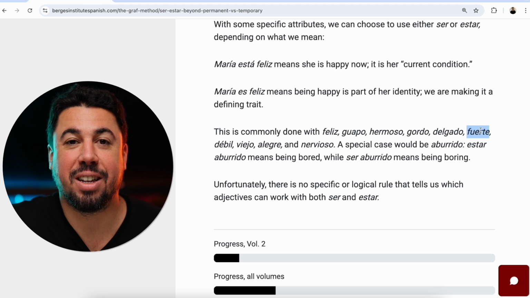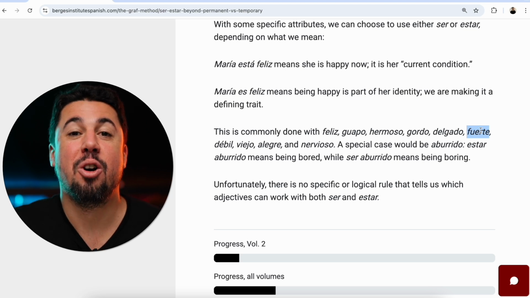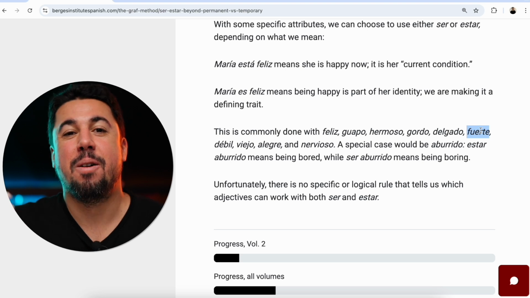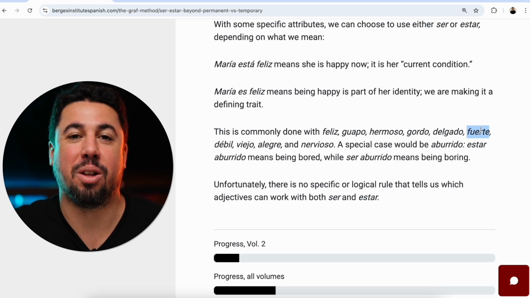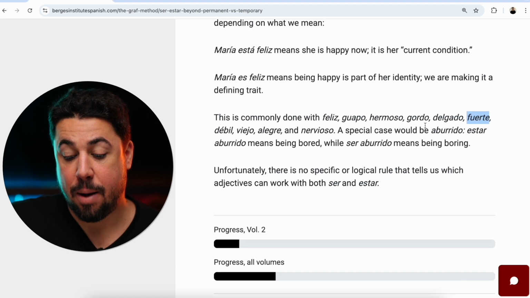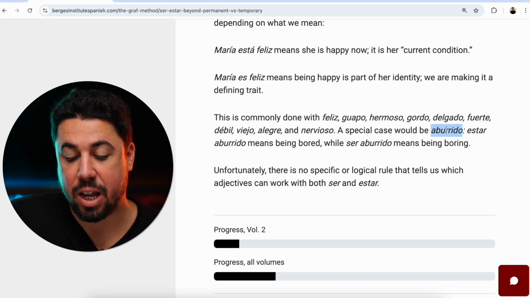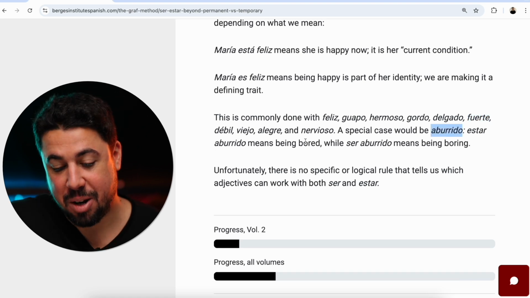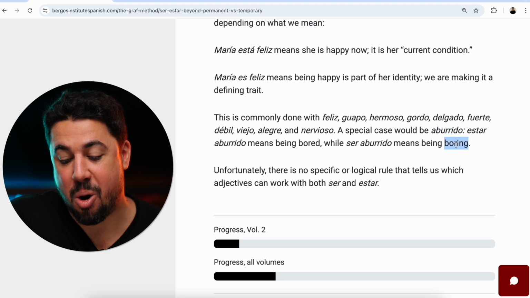For example, fuerte, we can say that Juan es fuerte, meaning he's a strong person, or Juan está fuerte, kind of emphasizing that it's his current condition, maybe because he's been hitting the gym a lot. And then a special case would be aburrido. Estar aburrido means being bored, while ser aburrido means being boring.